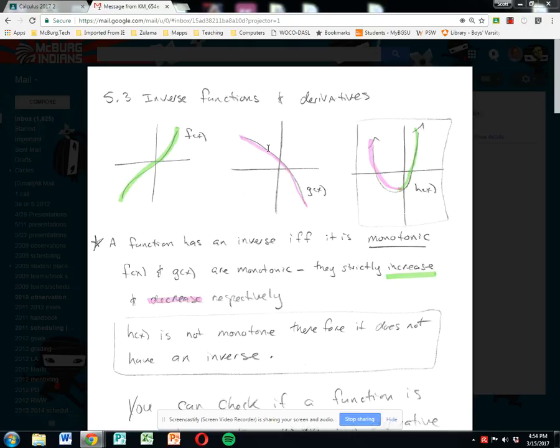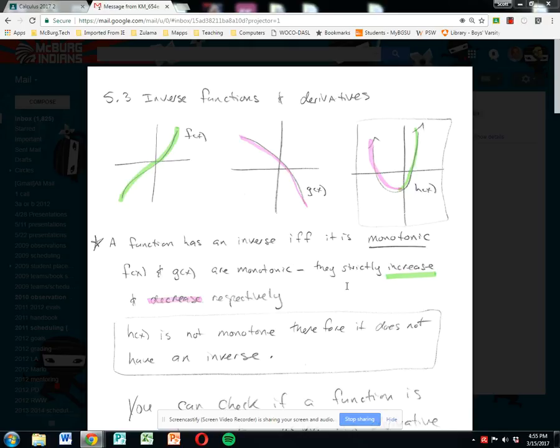On this side, all the tangent slopes would be negative, in this case, strictly decreasing. In the last case here, they both increase and decrease, and this graph would not pass what's called the horizontal line test. If I drew a horizontal line, it would hit the graph in 2 or more points. So a function has an inverse if and only if it is monotonic.